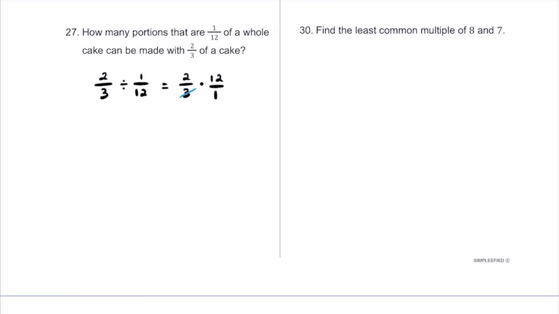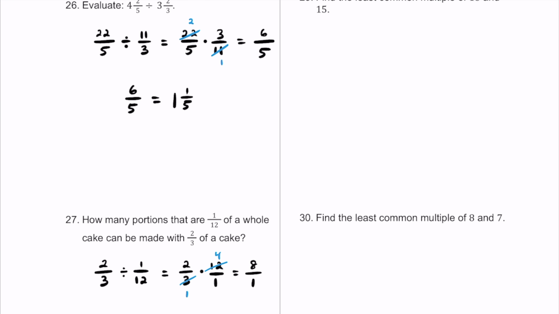We can cross cancel this 3 and 12 to make 1 and 4. And on top, 2 times 4 is 8. On bottom, 1 times 1 is 1. So we can make 8 of these portions that are 1/12 of a whole cake size big. So 8 of these portions.